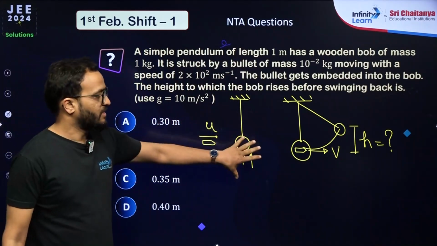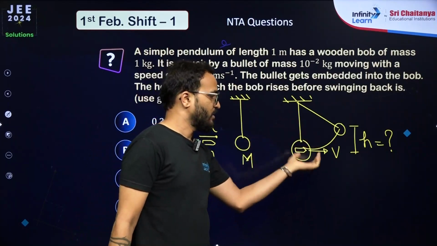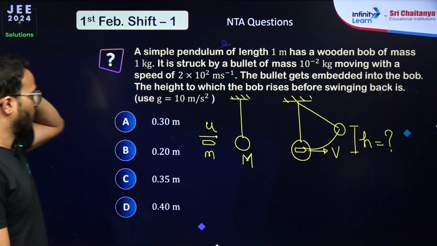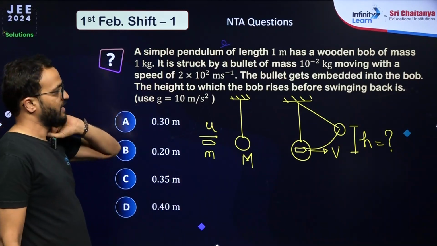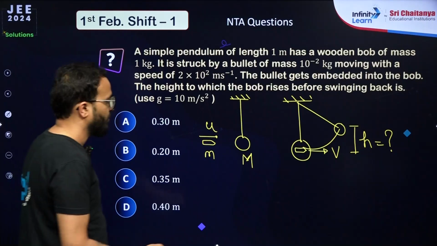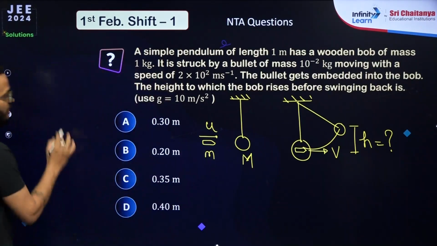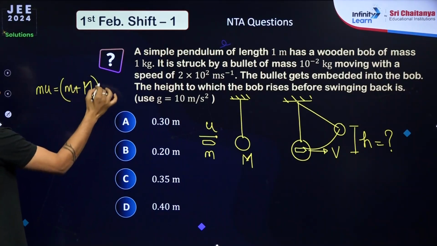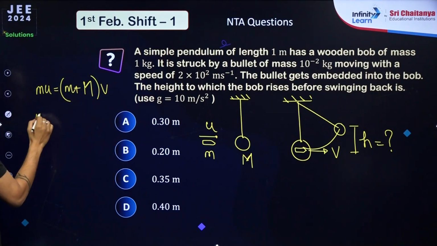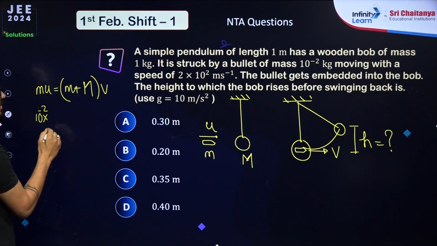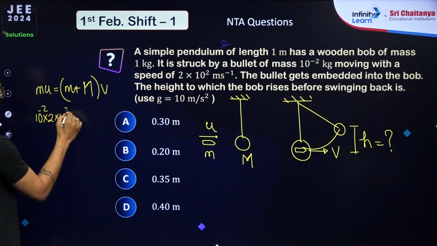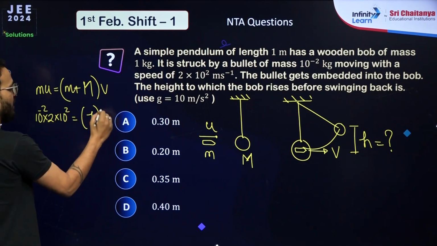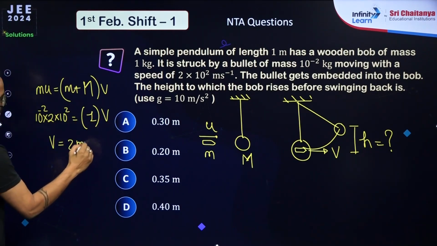So here the bullet is coming, hits it and gets embedded in it, and then this whole system goes with a common velocity v and goes to a height h. That's all they have asked in this question. So what we will do, the height to which the bob rises before swinging back. First of all, we'll use momentum conservation and say m u is equal to (small m plus capital M) into v. Now small m is very small, right? 10 to the power minus 2 into u is how much? 2 into 10 to the power 2, is equal to obviously almost 1 into v. So v comes out to be 2 meter per second.